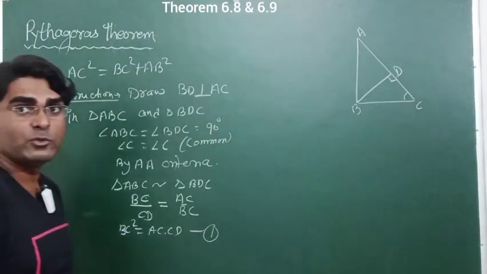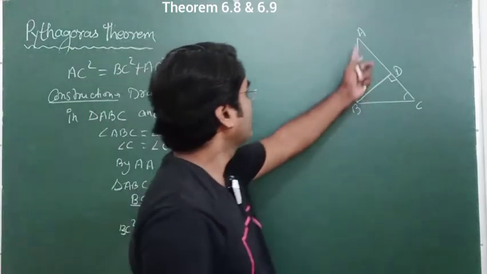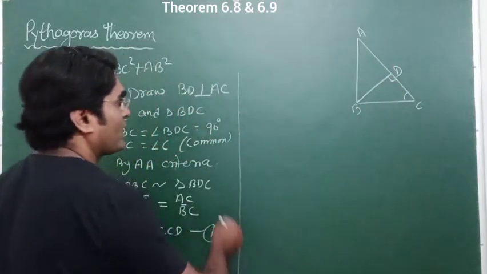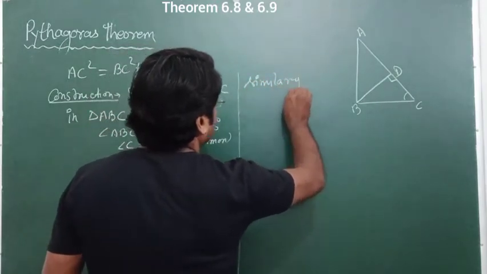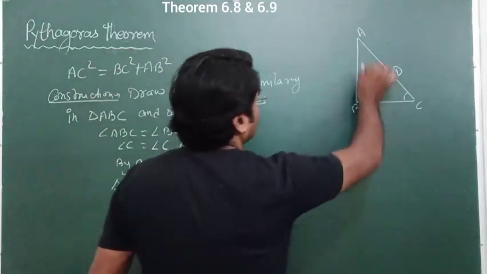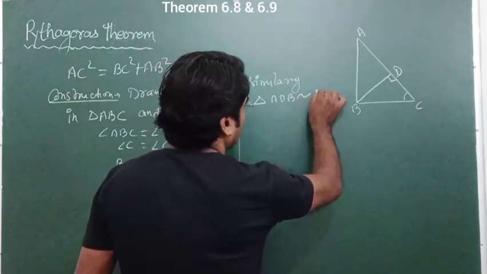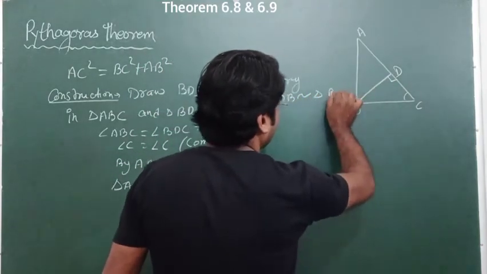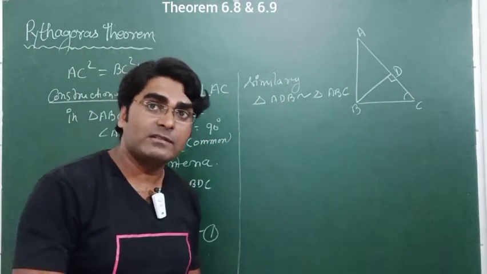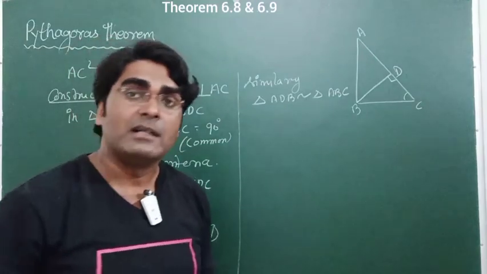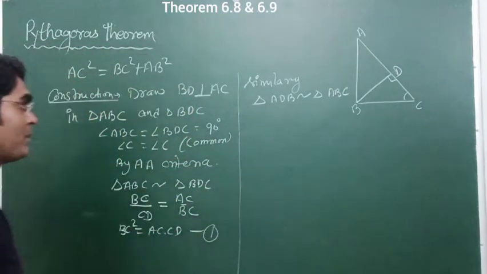Now similarly, you can say triangle ADB will also be similar to triangle ABC. So again you can use this BPT, the basic proportional theorem. What is that? If two triangles are similar, their corresponding sides are proportional. Clear? Now use the proportional theorem here.